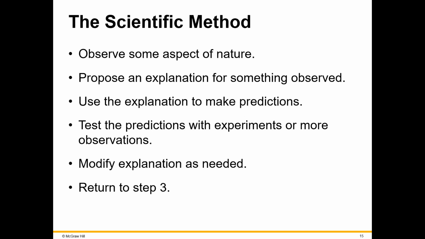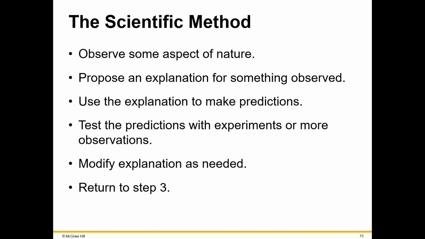One of the ways that we go about testing our ideas is through something called the scientific method. And if you've ever done a science project in middle school or high school, you probably were required to show that you used the scientific method. This involves really 5 steps. The 6th step is not necessary if you were able to fulfill what you needed to without having to re-examine your hypothesis. Essentially, the first step is to observe some aspect of nature.